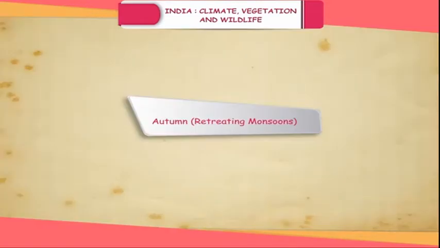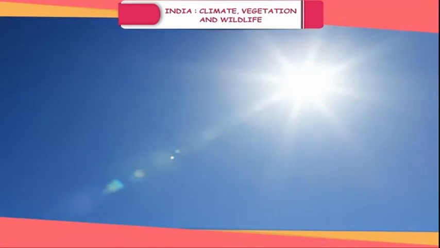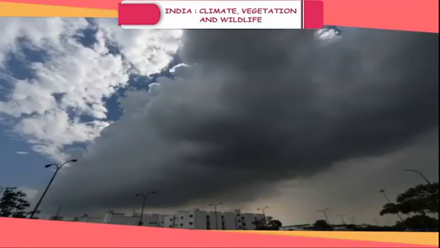Autumn, retreating monsoons. The monsoon starts retreating from India in the month of October. During this time, the sun's direct rays are back on the equator and the Indian peninsula starts to cool down again as the sun starts to move away from the Tropic of Cancer.